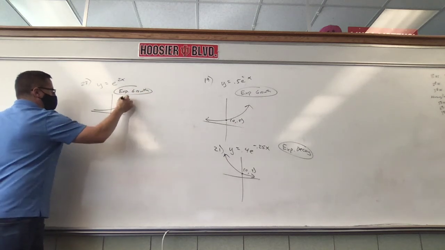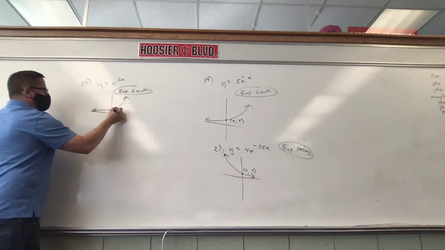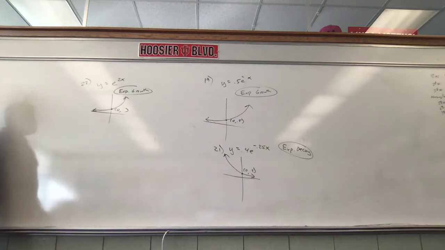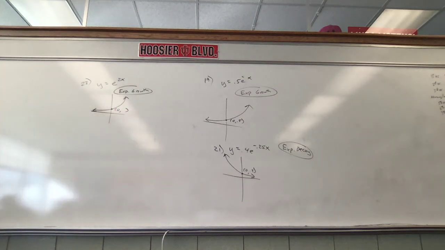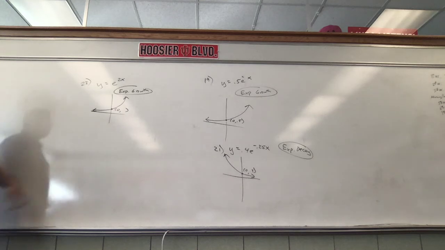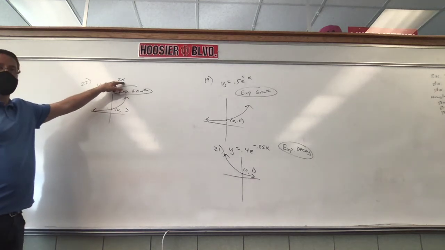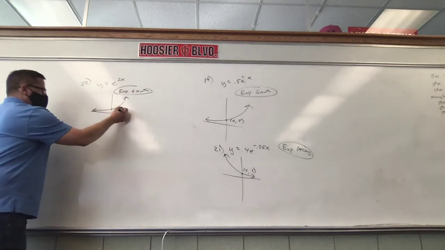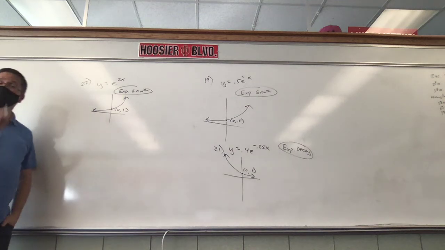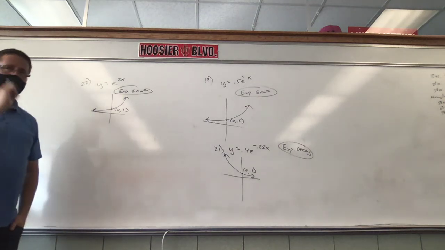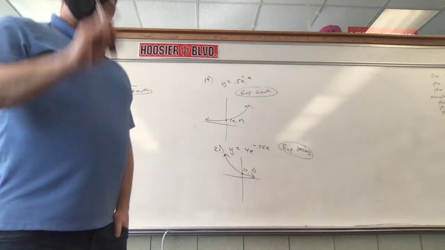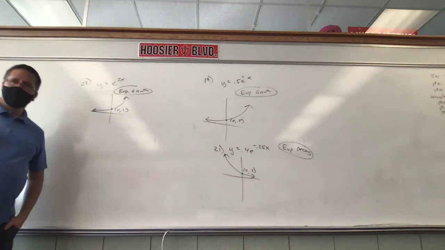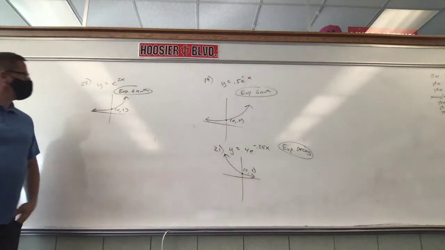So it's going to swoop up. And this is the point (0, ?). 1 or 0? Plug in 0. What's 2 times 0? 0. What's e to the 0? E to the 1 is e. Anything to the 0 is 1. What's anything to the first power? Itself, whatever it is.